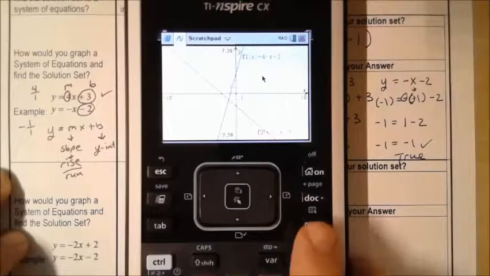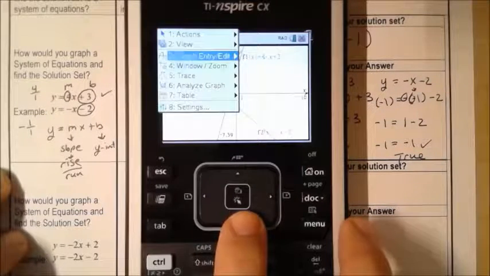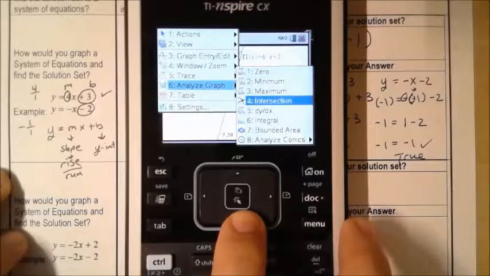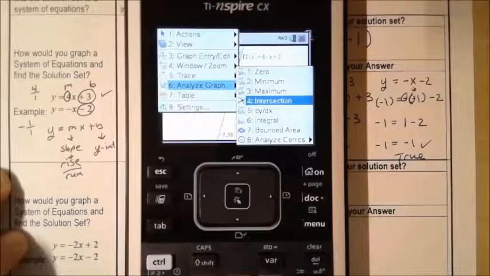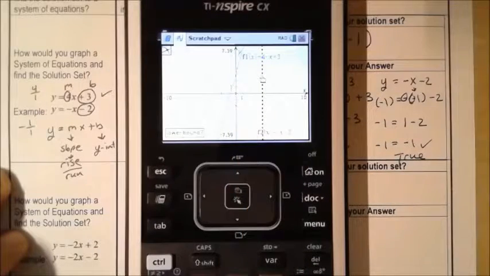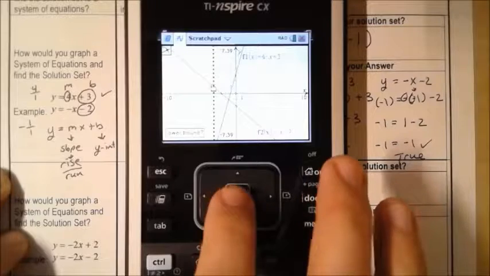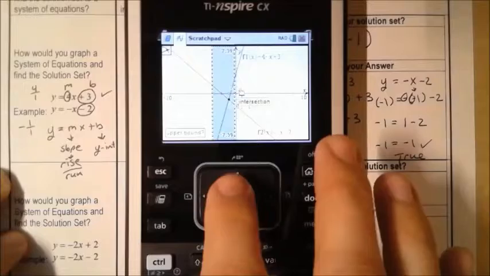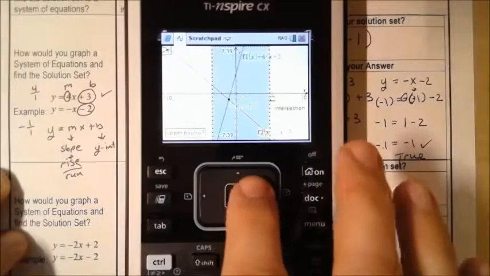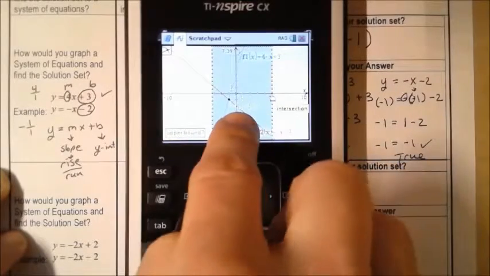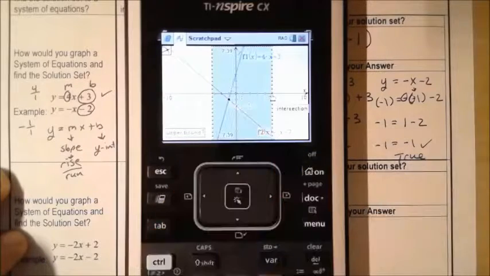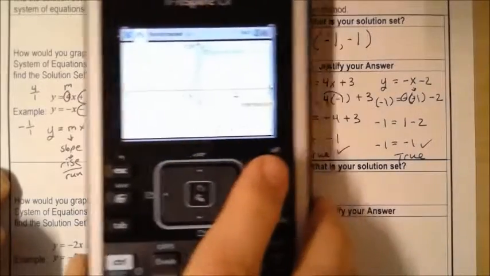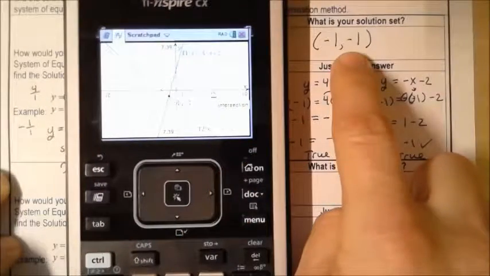The easiest thing to do is if you just hit menu, go down to analyze graph, and if you notice right here, it has an option that says intersection. Just hit enter. Now what you have to do is drag your line to the left of the graph and click enter, and then drag it to the right, and as soon as it crosses the intersection, look what it does. It says intersection and it shows you the value -1, -1. You could hit enter again and it'll keep it on there for you. So that's another way that we could have found that our solution set is -1, -1.